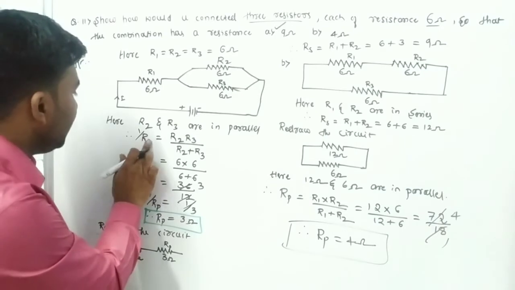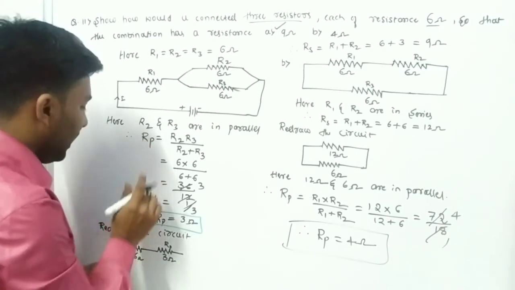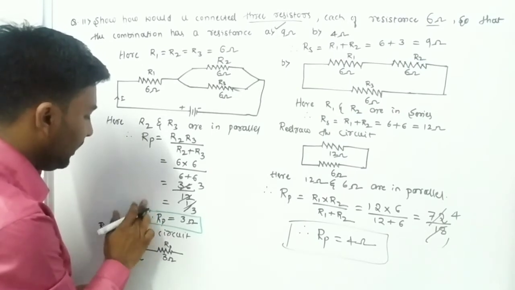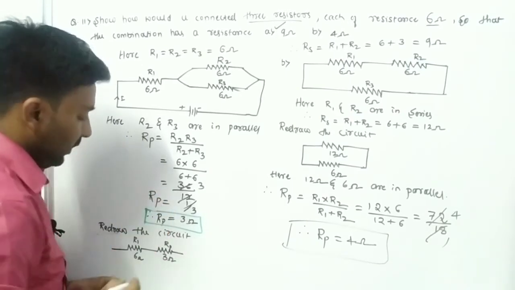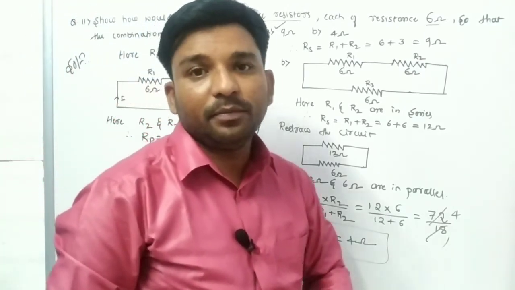Let me correct this one. So here it should be, when you are taking directly, it should be written RP, not 1 by RP. Right? So hence we have solved the problem.